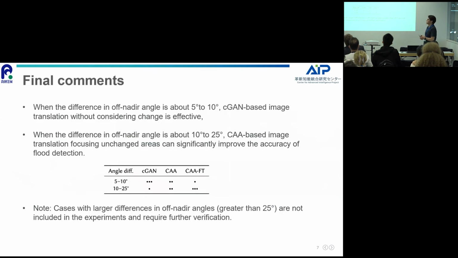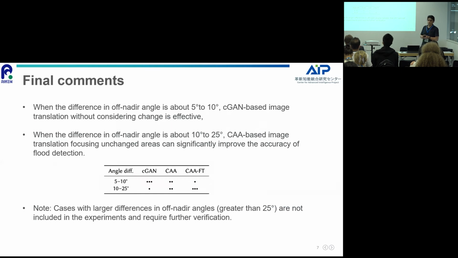So this is our findings here. When the difference between the incident angle or the off-nadir angle between pre and post is smaller, simple CGAN works. So we can translate the pre-event to the same incident angle of the post-event and do some simple change analysis, and we can get nice results.